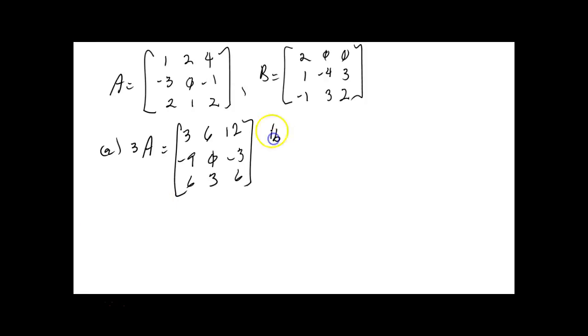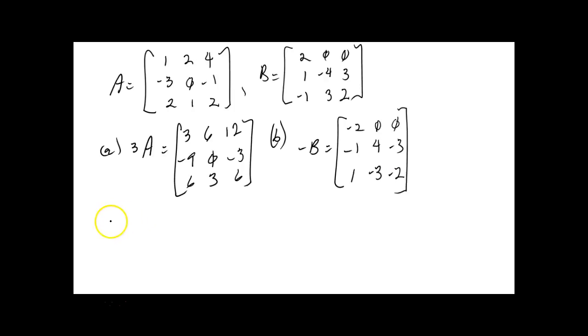Okay, the B part says, what is -B? Can anyone tell me what that is? -2, 0, 0, -1, 4, -3, 1, -3, -2. Perfect. And can anyone else tell me what C is, 3A minus B?